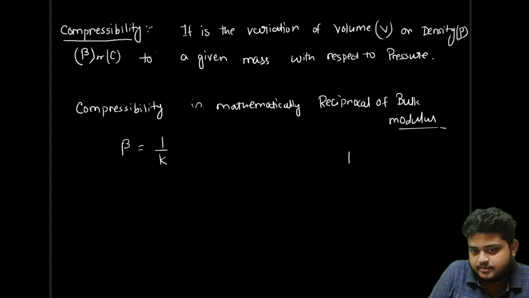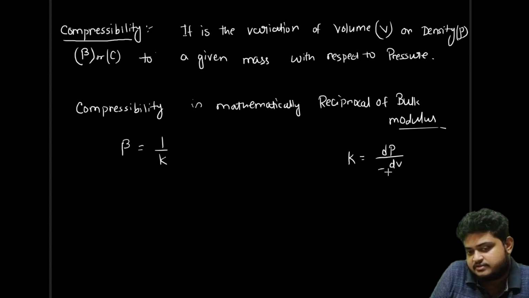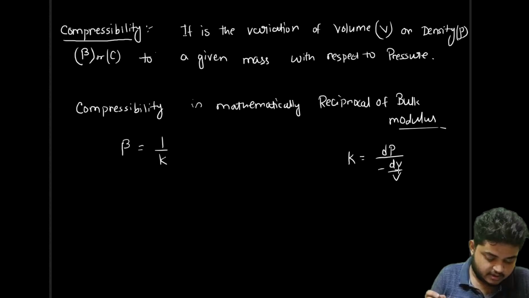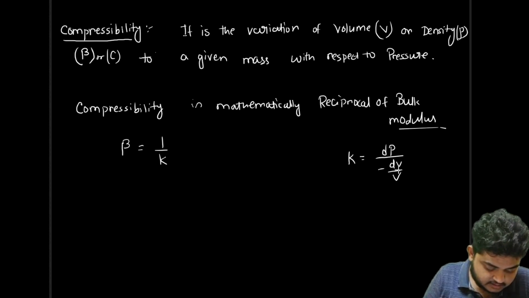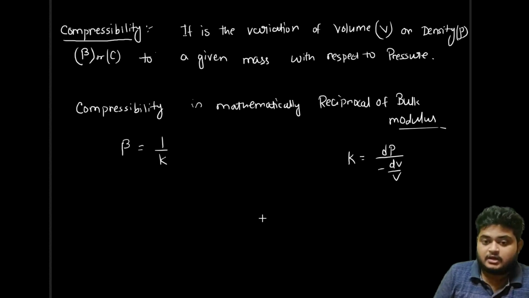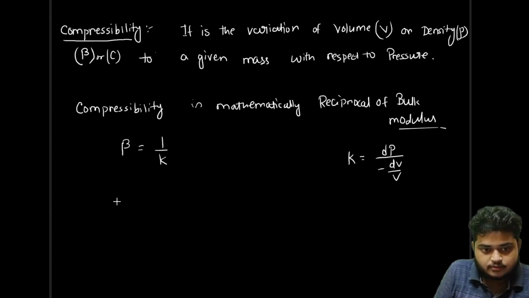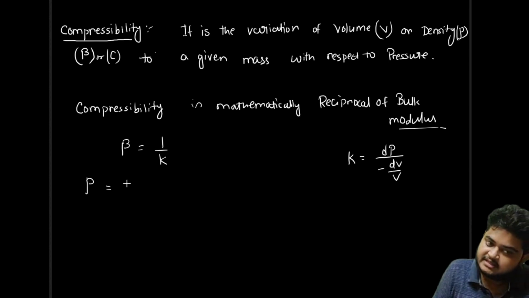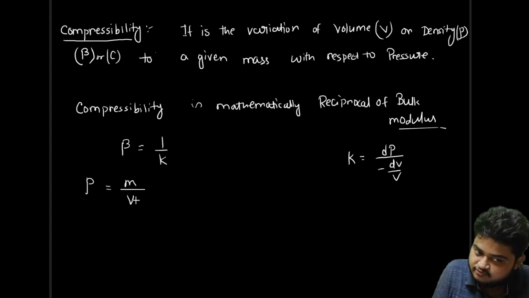So obviously k is equal to dP upon minus dV by V. This is the equation which is there in our hand. Okay. Now what we can write, that is, we can start with rho. What is density? Density is mass upon volume, right?